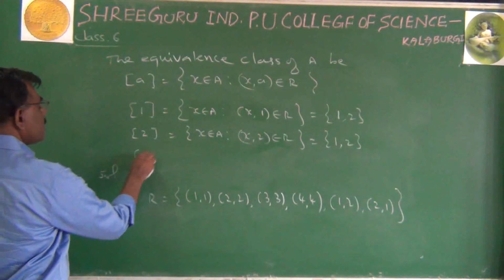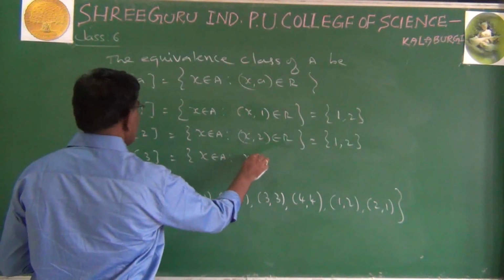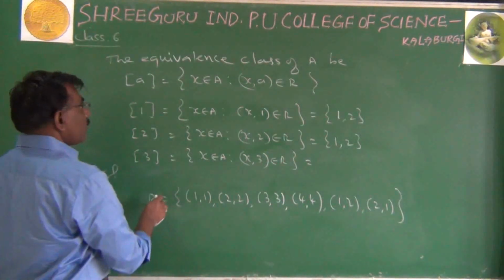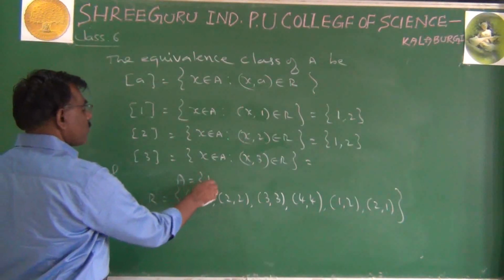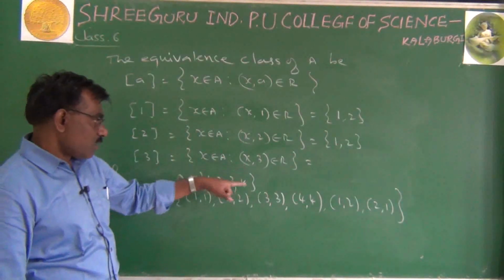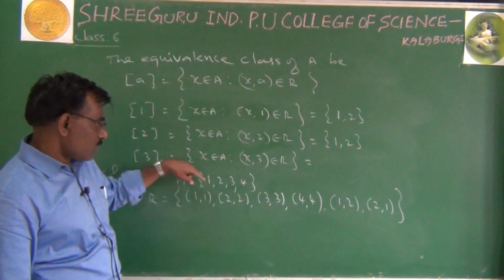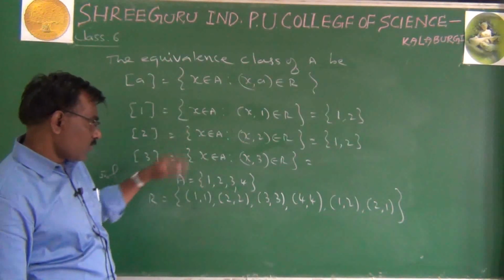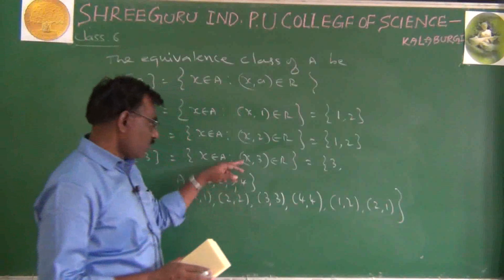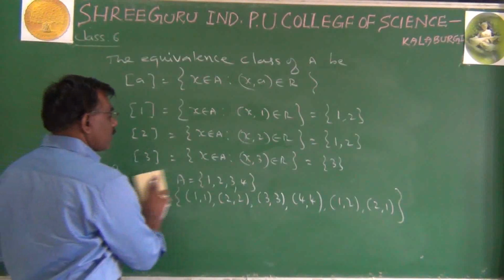Equivalence class of 3: x belongs to A, (x, 3) belongs to R. What is A here? A equals {1, 2, 3, 4}. Now we start equivalence class of 3. (1, 3), no. X is 2, (2, 3), no. X is 3, (3, 3), so 3 is there. X is 4, (4, 3), no. This is only 3.